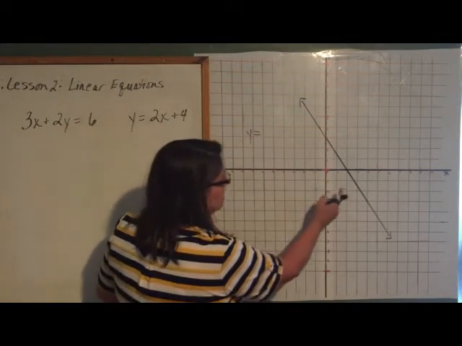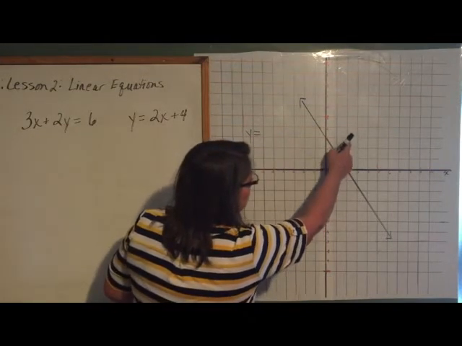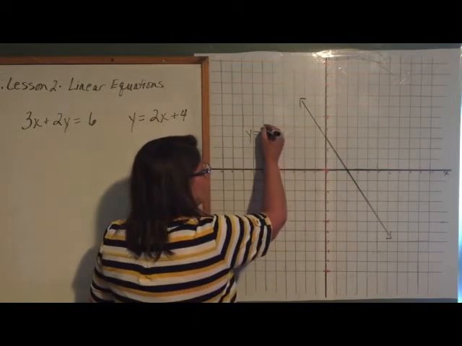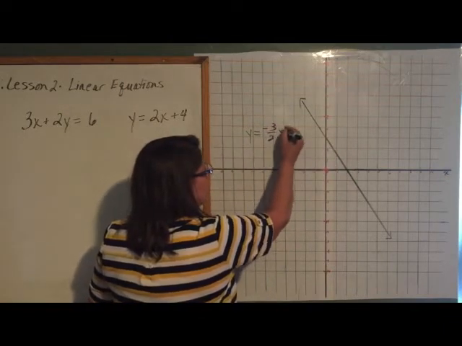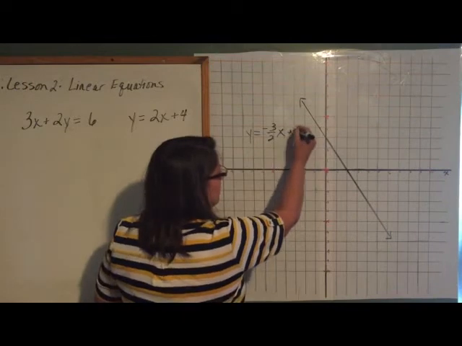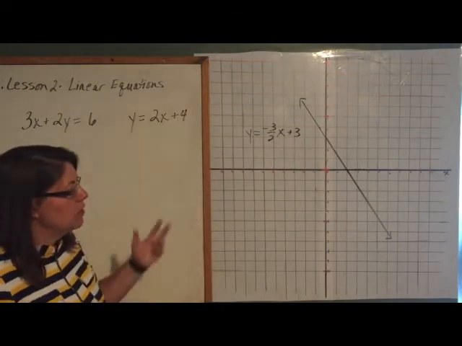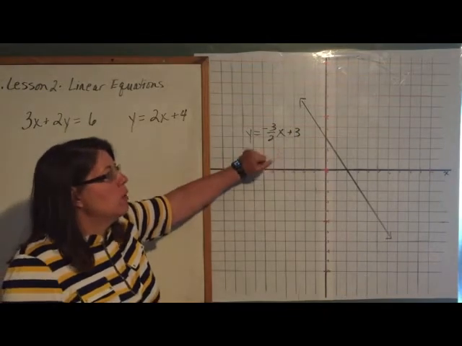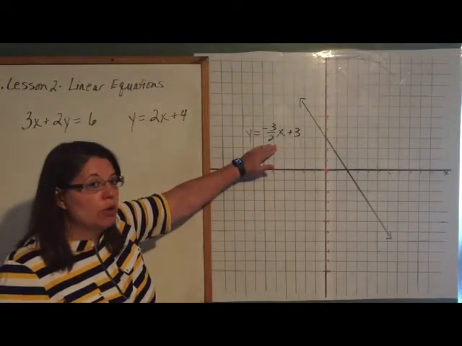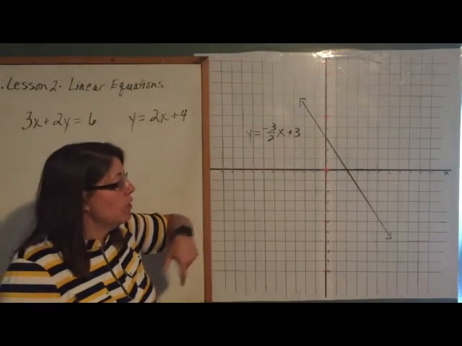Y equals, let's see, my slope is 1, 2, 3 over negative 2. So negative 3 halves x plus 3. That's the equation of the line. We've learned that. We could convert that to slope-intercept form, or that is slope-intercept. We could convert that to standard form. We could also find a point-slope form for that.